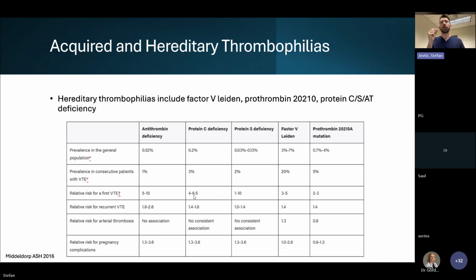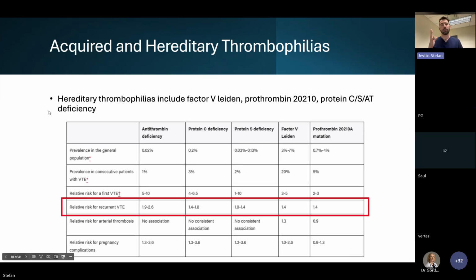But they are not very predictive of the risk of recurrent VTE. When you look at the relative risk for recurrence, a lot of them hover around that 1.2 to 1.4 range. So these are very mild provoking factors, if at all, with the potential exception of antithrombin deficiency again.